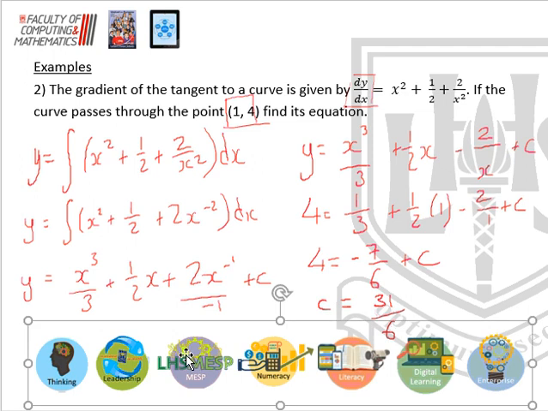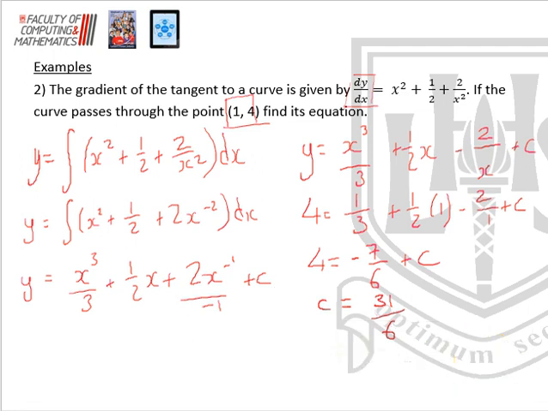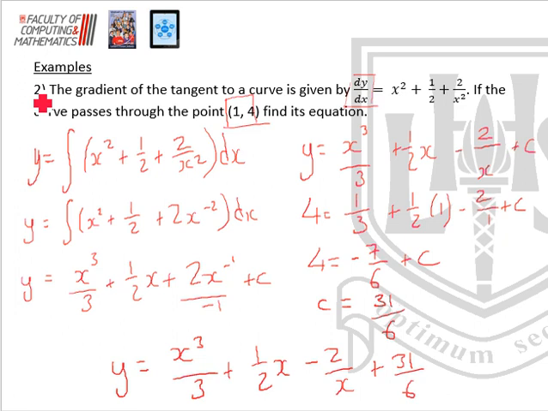Okay, and then just completing the solution, that means y is equal to x cubed over 3 plus half x minus 2 over x, plus c, and we now know c is 31 over 6. Okay, so that's your solution for this differential equation at that given point.